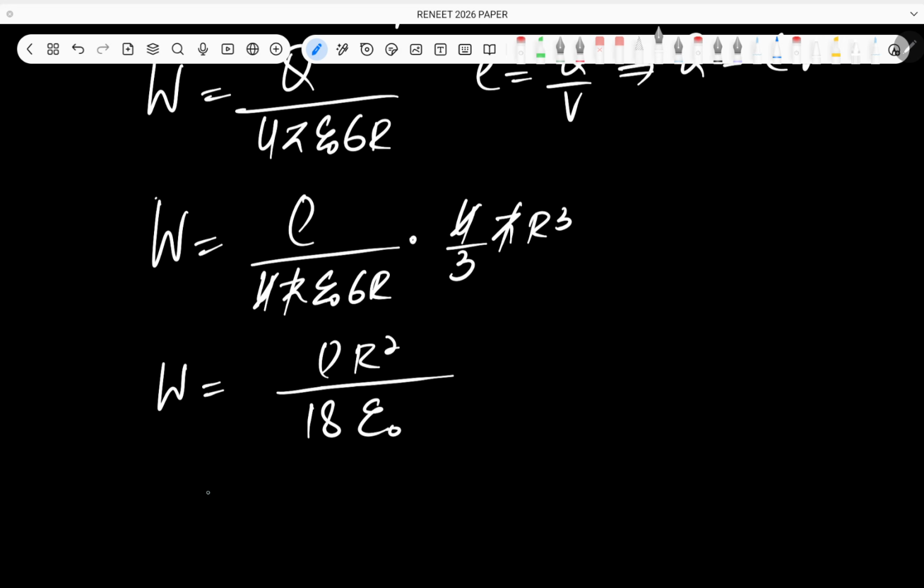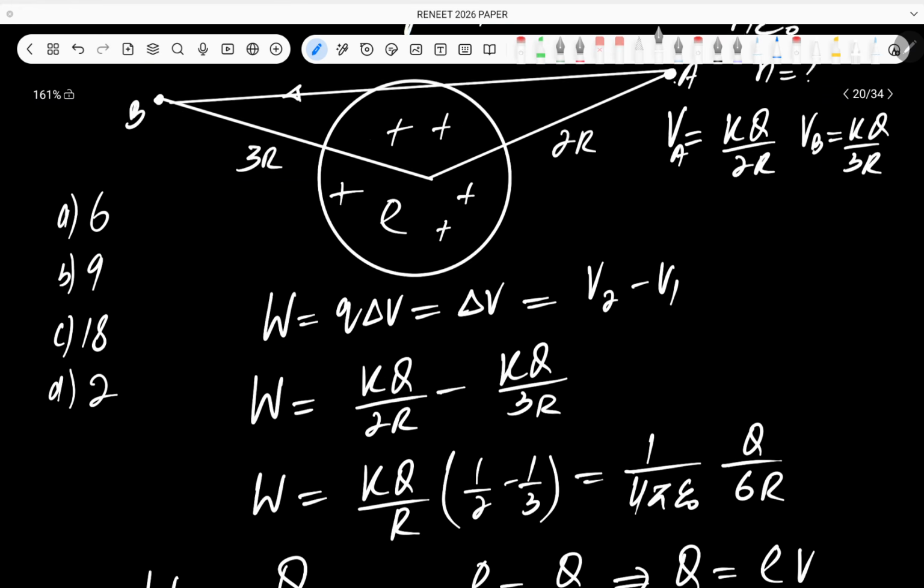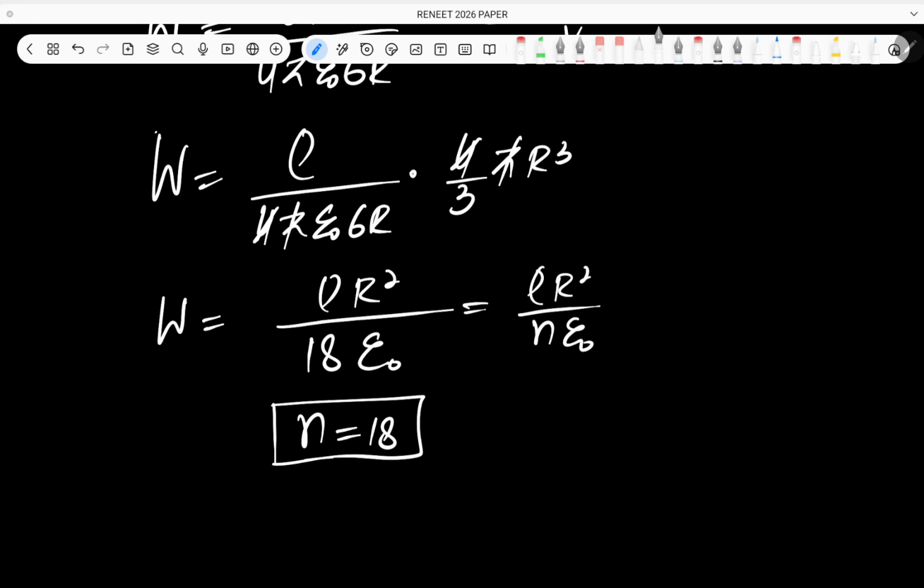Is there anything else? No, not at all. So now compare it with this. It is rho R square divided by n epsilon naught. This is rho R square divided by n epsilon naught, which implies n is equal to 18. So this is the answer to this question.